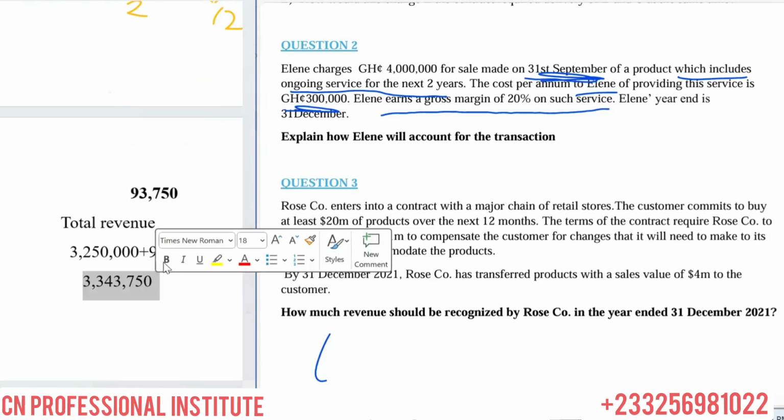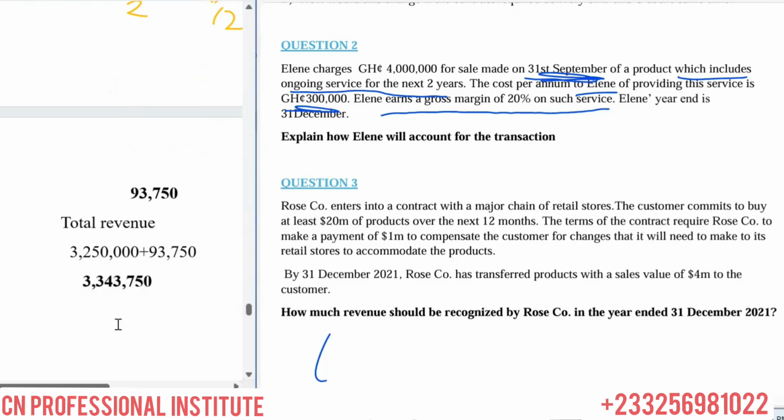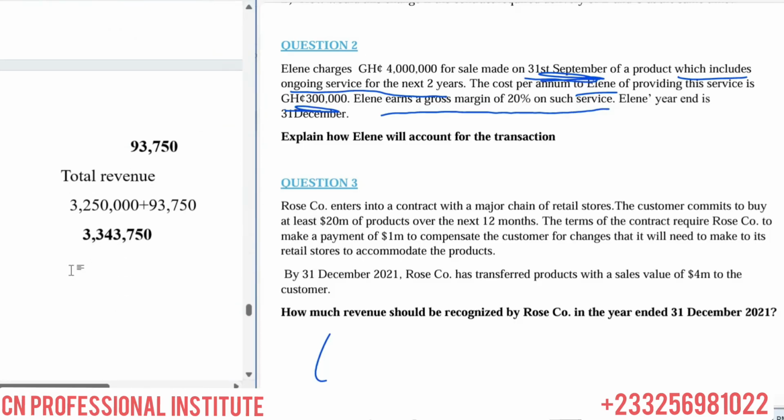So this is the revenue we are going to record. Okay. We are going to record revenue of this, and then there will be a liability. Don't forget that the service, okay, the service was 750. That's the total service. It was 750. But we have recorded only 93,750. So the difference will be a liability.